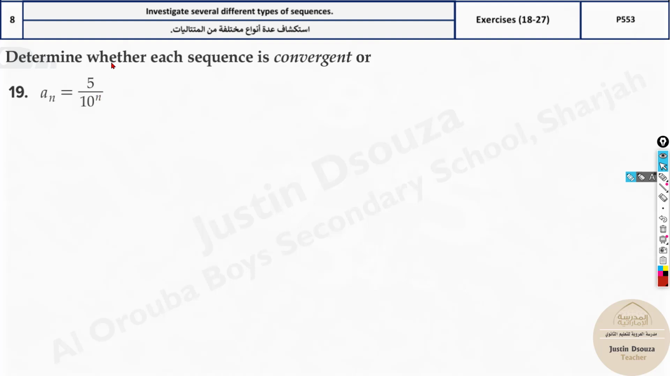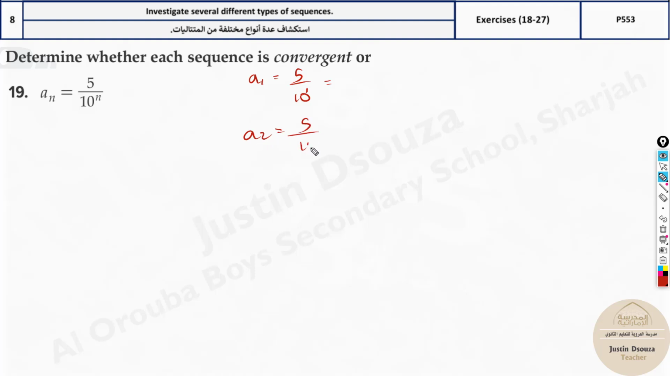Generally this one will be convergent. Why? Because it's divided by a big number. As you divide by bigger and bigger numbers, what happens? It comes closer to a small number, that is 0 point something. So here, this is an explicit formula. You don't need to know the previous term. All you need to know is the current term. This is it. That is a1.